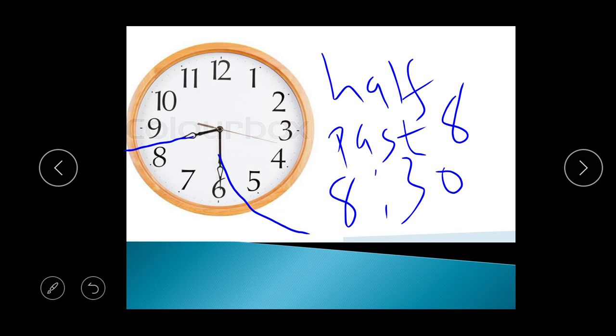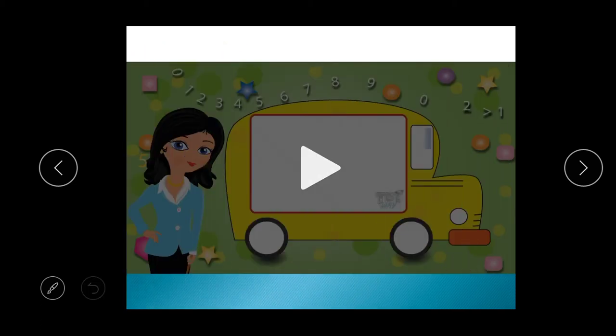So look at this red line, red hand. Remember we learnt about it in the last class. That is the second hand. Okay, so to learn more about half past, watch the video and learn. Listen attentively.